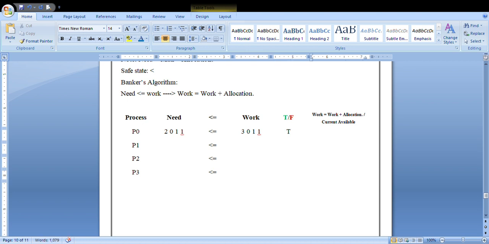Calculate the new allocation value. What is the new allocation value? It's 7012. Now for P1 process, what is the need value? It's 0450. What is the available value? 7012. The condition is true. Calculate the new resource available value, 8312.